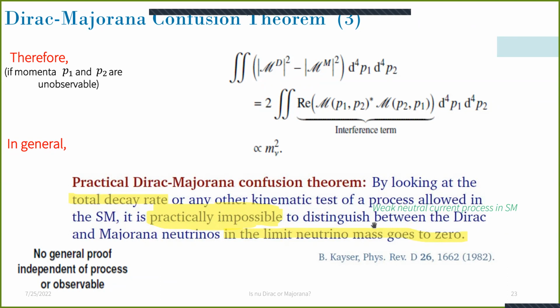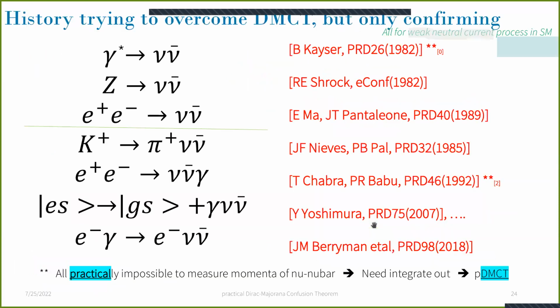That's all he did. And the process was actually Z goes to nu nu bar, or gamma star goes to nu nu bar, like that. So that's not a general process. He only chose one process and one observable. That's the problem. So I want to show how this developed after 1982. Okay, 82, that's the first I mentioned, which means the start, and then up to 2018 they tried to overcome this with slightly different processes.